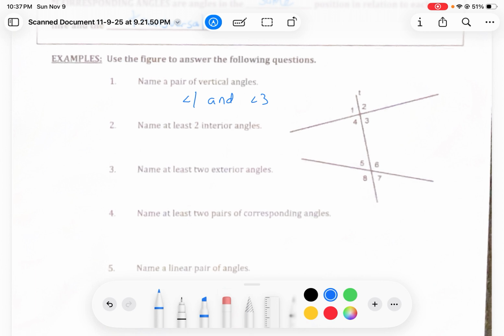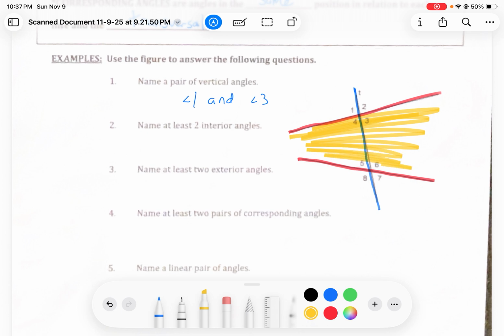Number 2, name at least 2 interior angles. So the interior angles, so here's the transversal, by the way, T. And then these are the two lines, the red lines that we're going to make, that are cut by the transversal. So the interior angles are all of the angles that are in between these two red lines. So if we want to name at least two of them, I'll just name all of them. Angle 3, angle 4, angle 5, and angle 6 are all the interior angles.